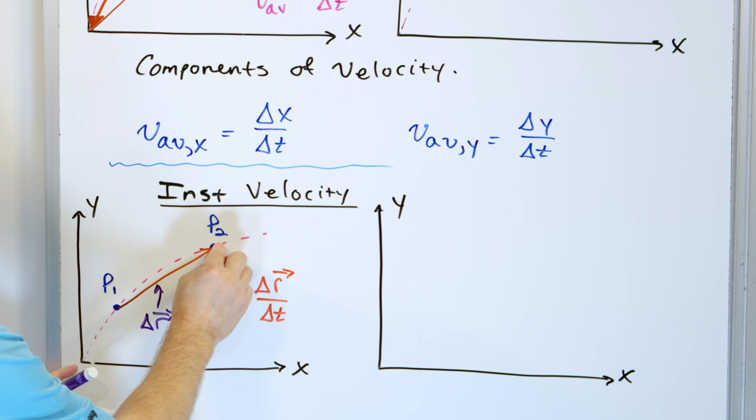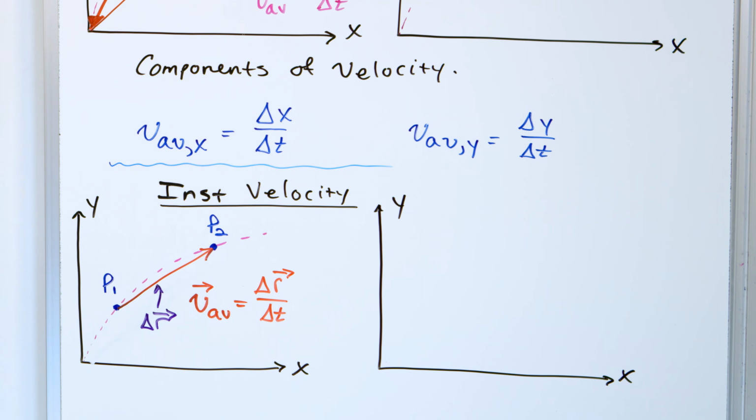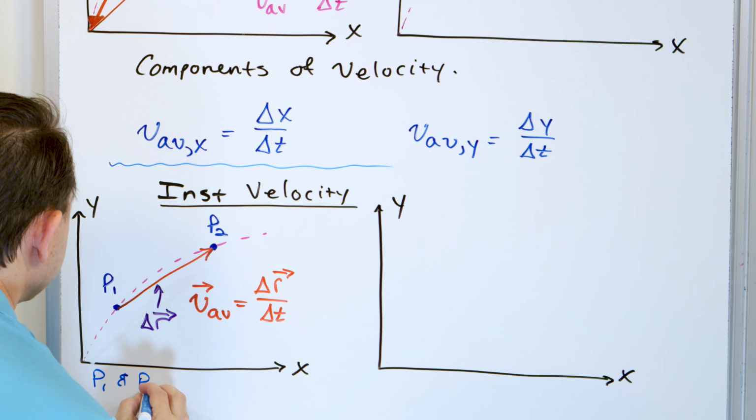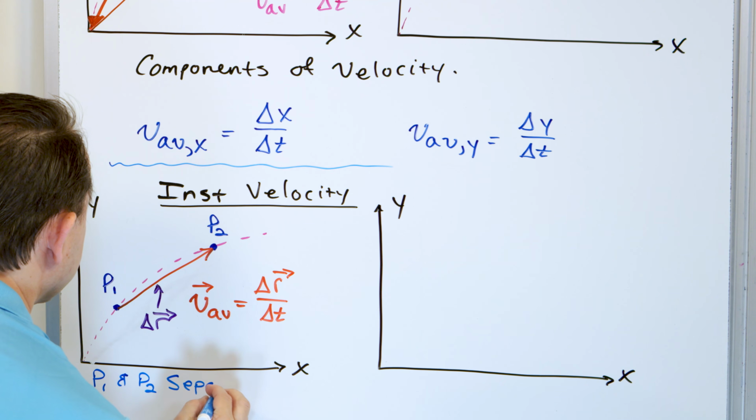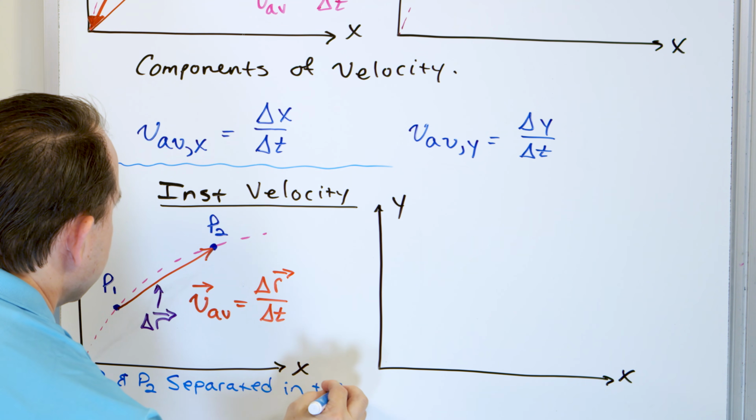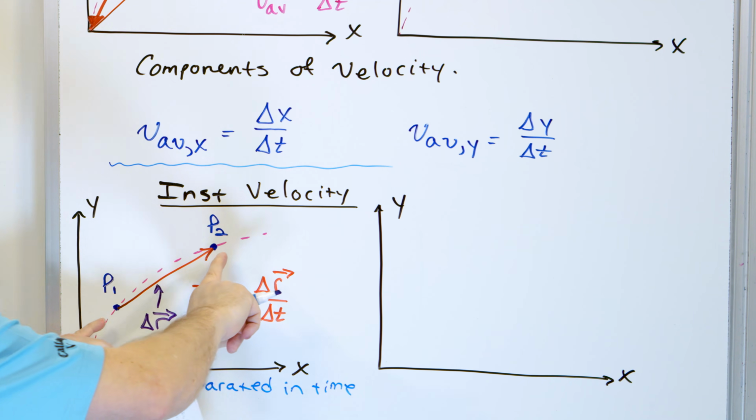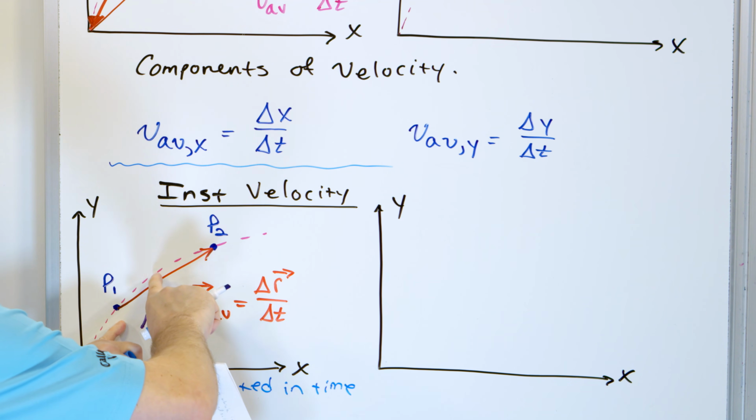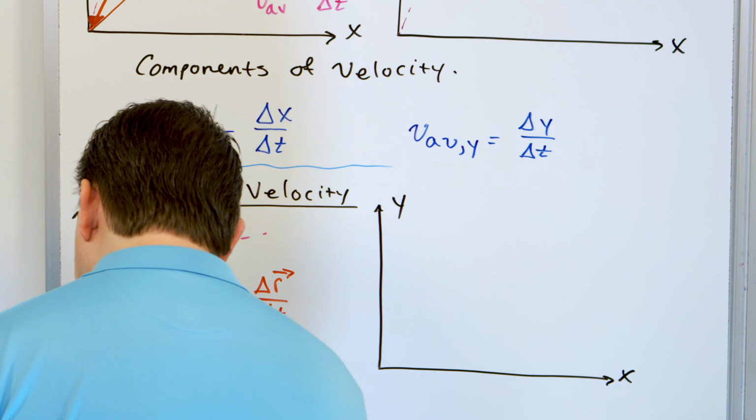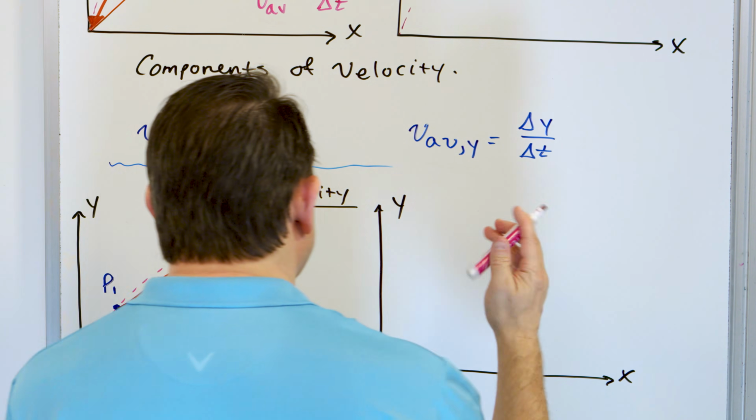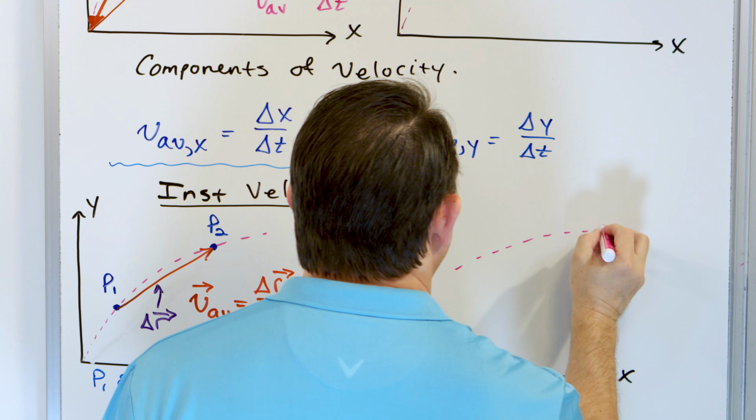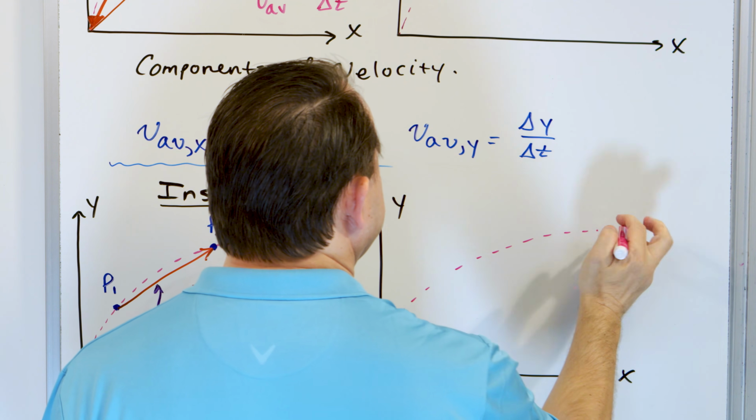What we want to do now is, this is what we call P1 and P2 separated in time. Now, in order to get an instantaneous velocity, what we want to do is bring P2 closer to P1. So let's bring it a little bit closer, not too close. Let's just bring it a little bit closer and see what happens. So we're going to draw the exact same thing.